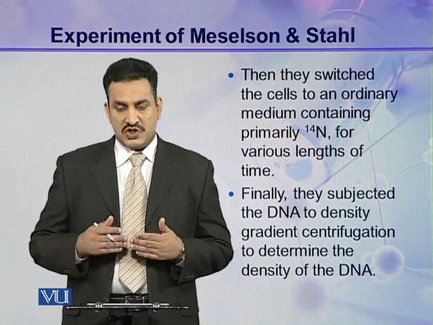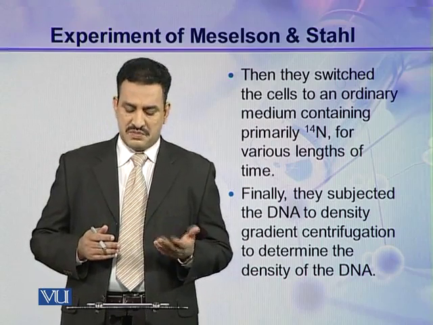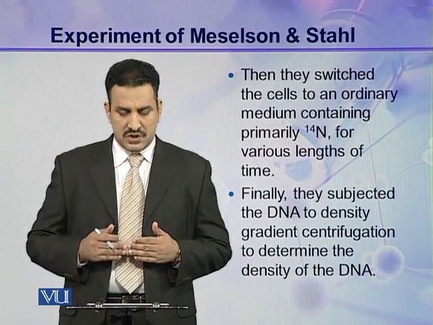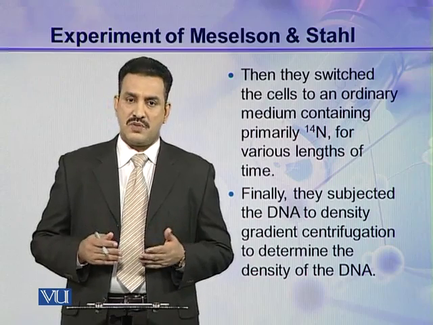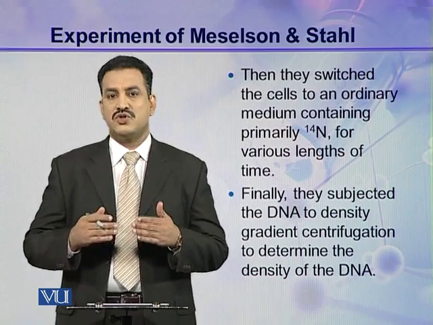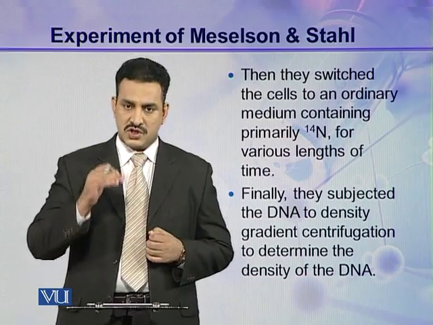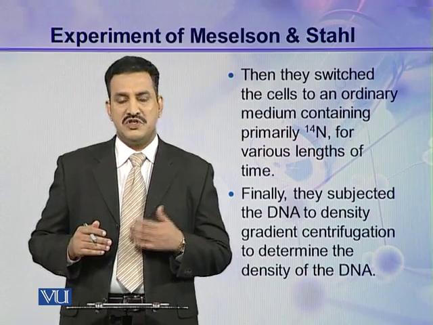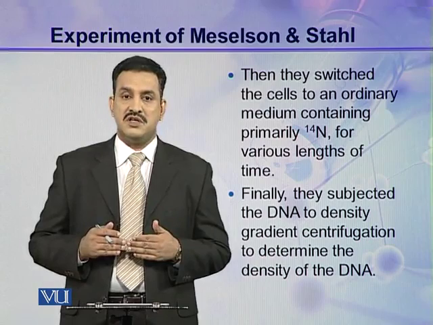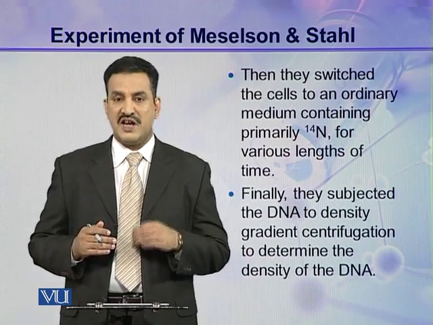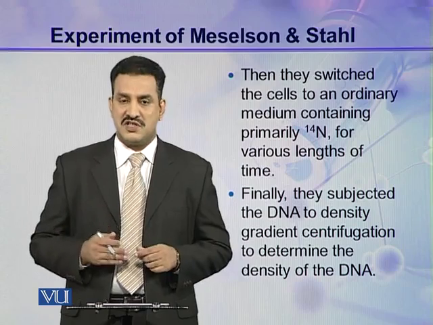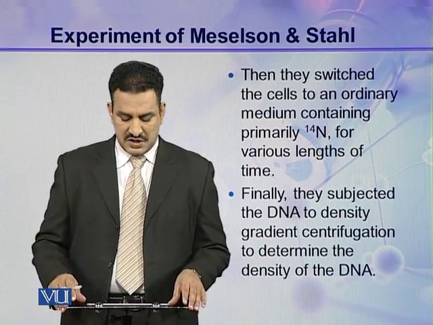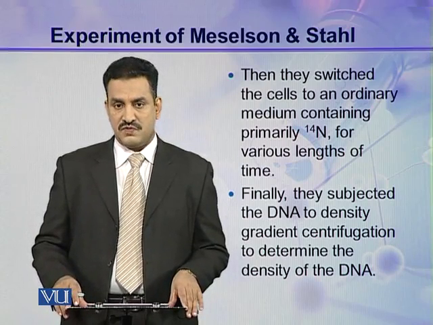Then they switched the cells to an ordinary medium that contained primarily normal nitrogen, that is N14. They grew the cells in this normal medium for various lengths of time, so that at various stages they could see how much new DNA had been synthesized and what the proportion of N14 and N15 was in the newly synthesized DNA molecules. Finally, they subjected the DNA to density gradient centrifugation.